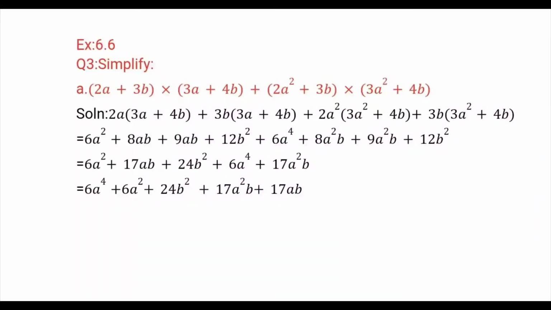All right, continuing with exercise 6.6, simplify again. So this is a longer version of what we have been doing so far. Okay, so this 2a will multiply both of this, you can see here, and then this 3 plus 3b will also multiply both of this.